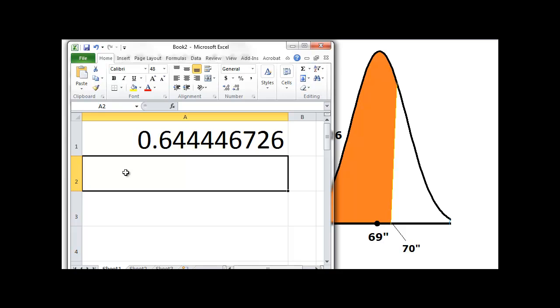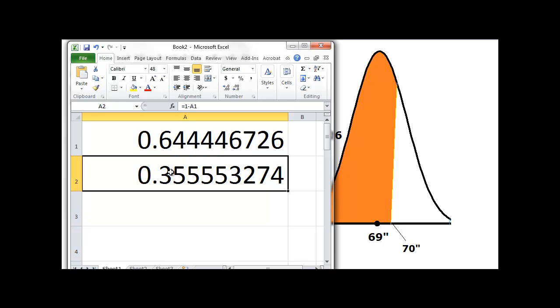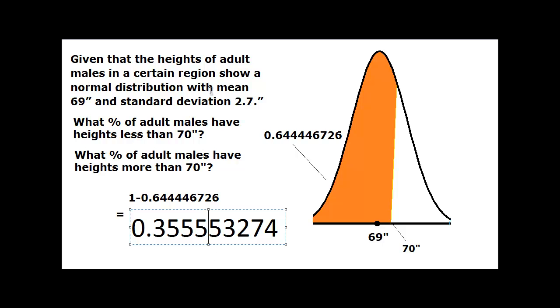So I'm going to use the calculator. I'll have an equal sign here, then 1 minus, and I'll just ask it to subtract the value on top. So what do we obtain here? We obtain that the percentage of values to the right is about 35.56%, or we can write it here. Okay, let me do that for you. So that's this value right here. What that simply means is that this area here is approximately 0.3556, or in other words, about 35.56% of the adults have heights more than 70 inches.